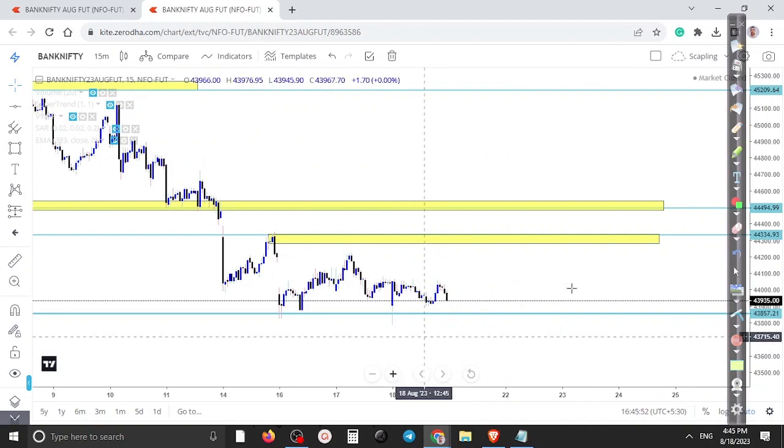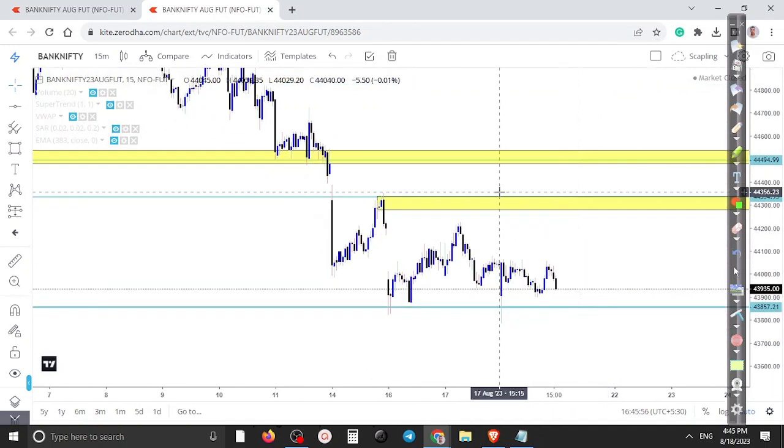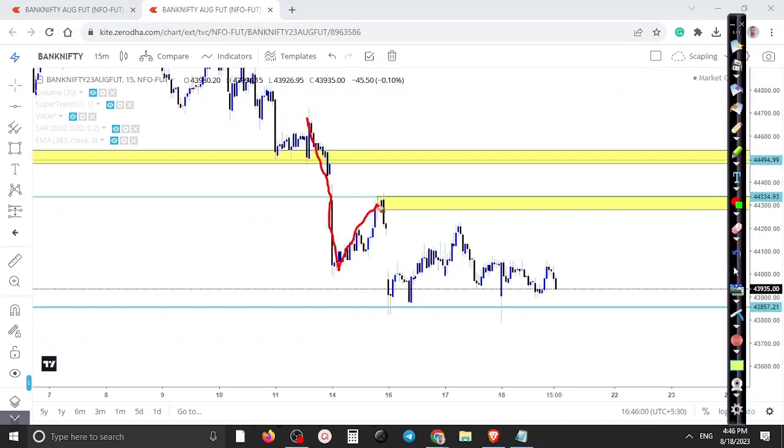Price was rejected from this area. All right. So now you can see price dropped and a pullback. All right. Again price dropped. This is called a shock. So that is why I mark it as a key level. All right. Remember, when I mark a key level, it means I'm just looking for short.